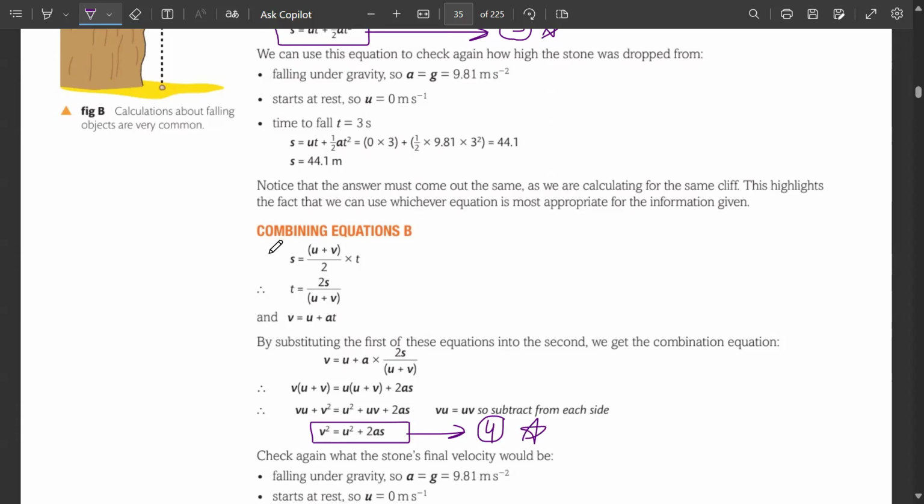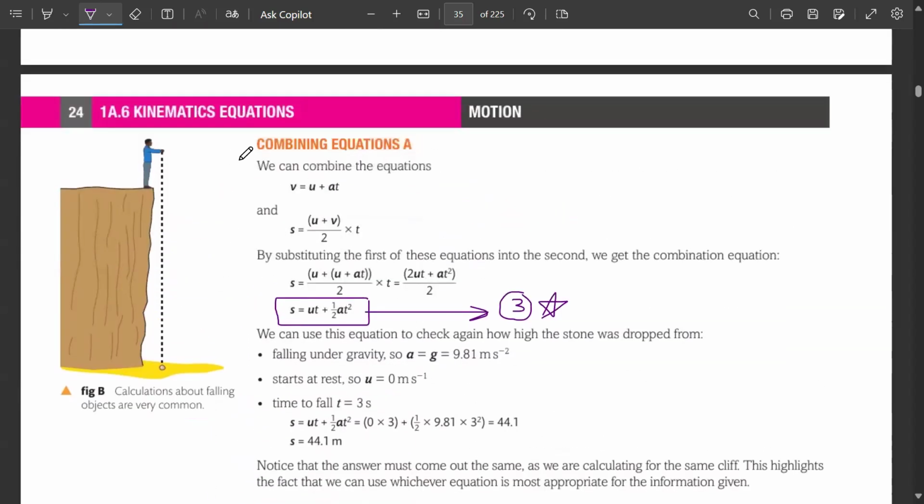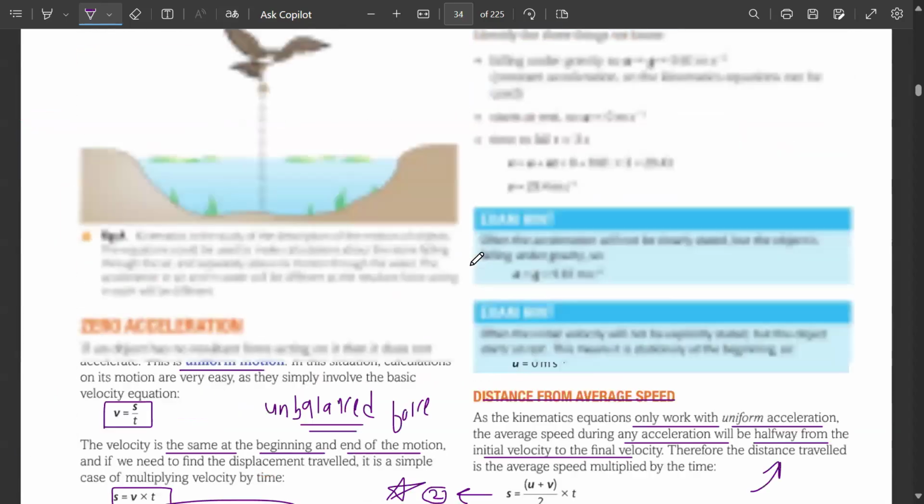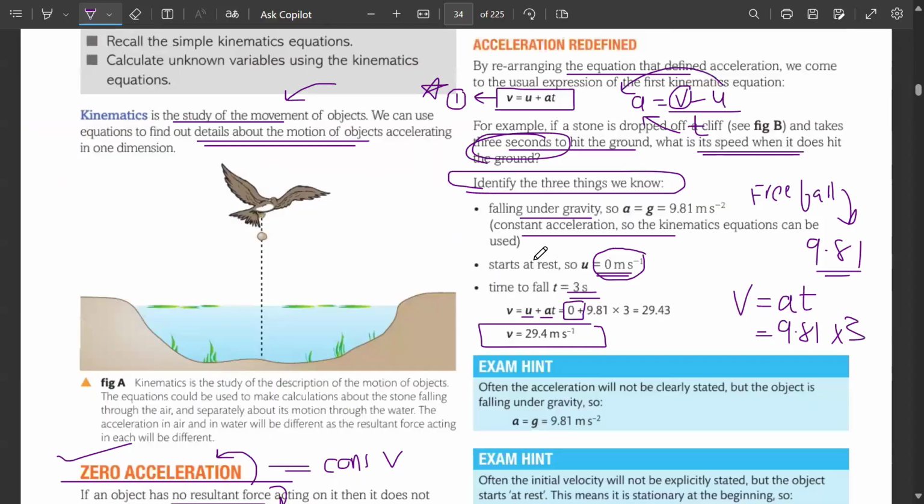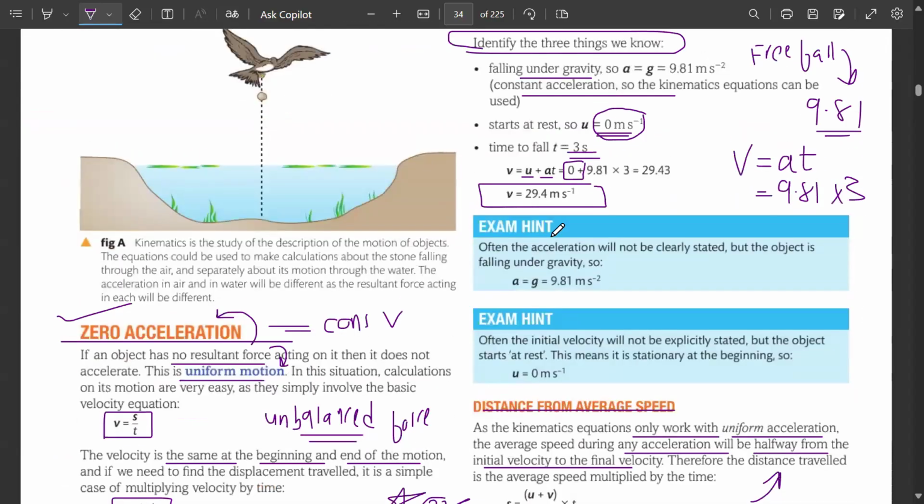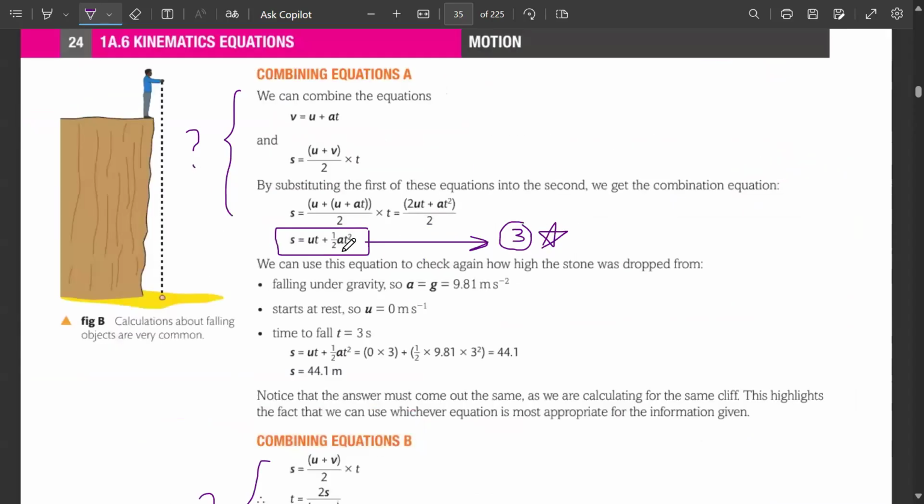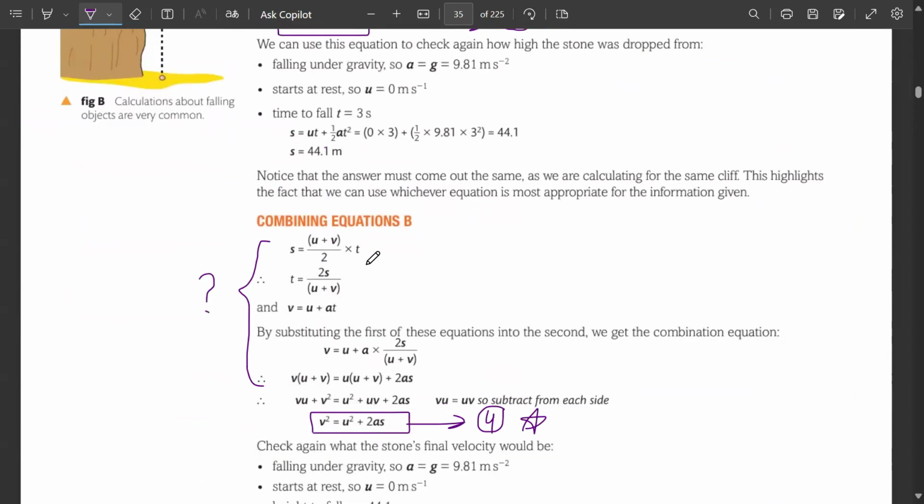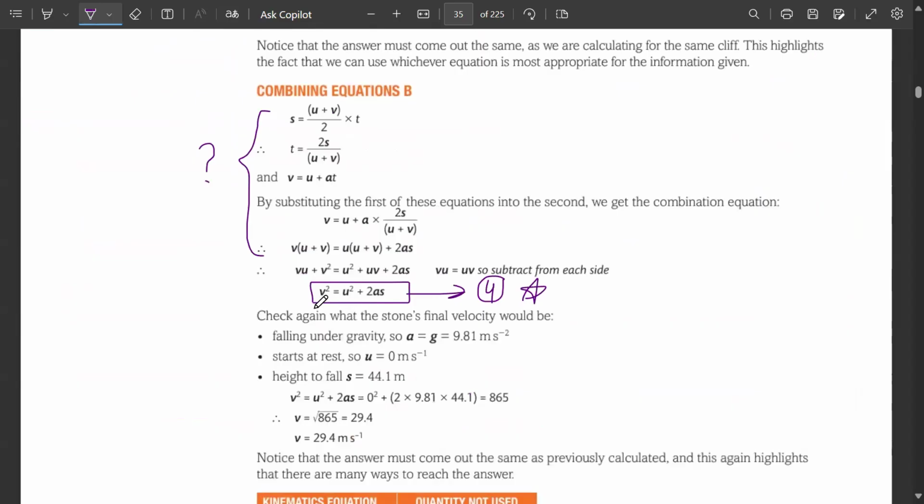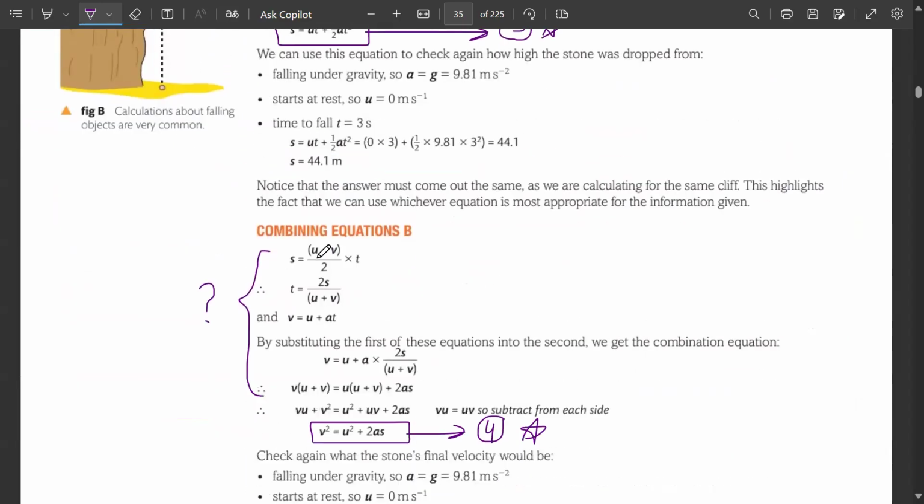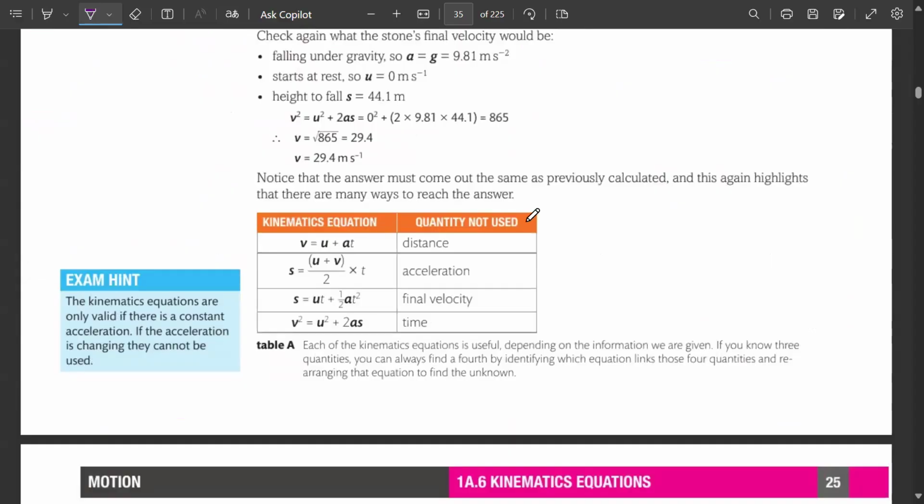You don't have to go through all of these derivations, how these equations were actually derived. You just have to memorize the four equations of motion, which are V is equal to U plus AT, S is equal to (V plus U) divided by 2 into T. Okay, this one. Then S is equal to UT plus half AT square. And then the fourth one is V square is equal to U square plus 2AS. The third and fourth ones are actually very, very important.